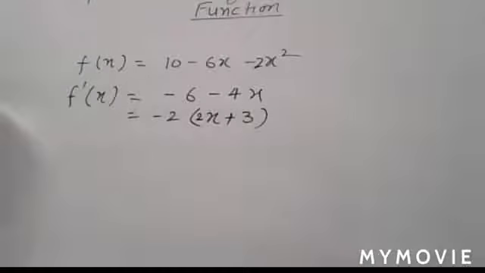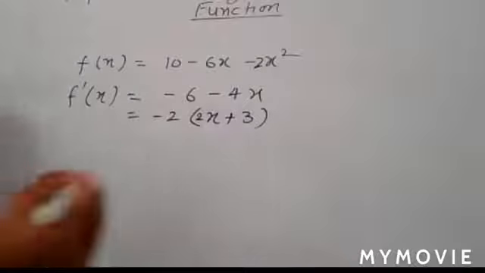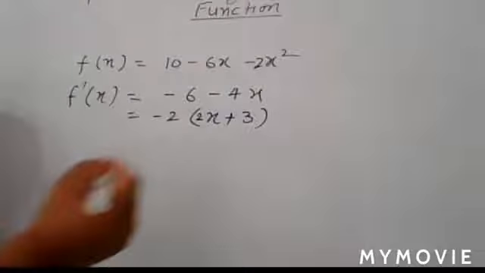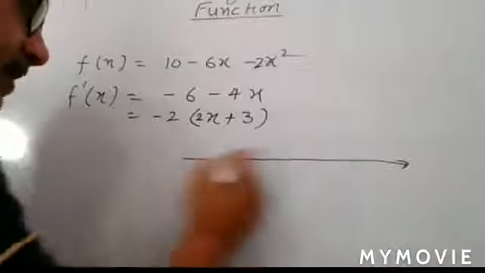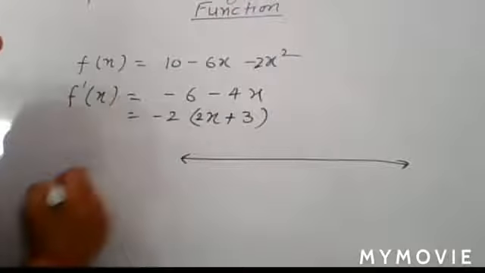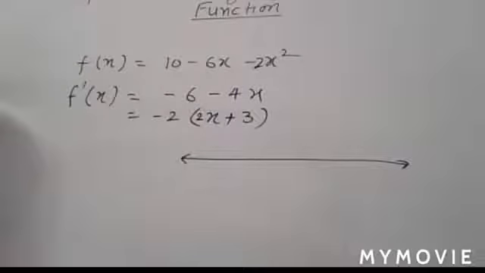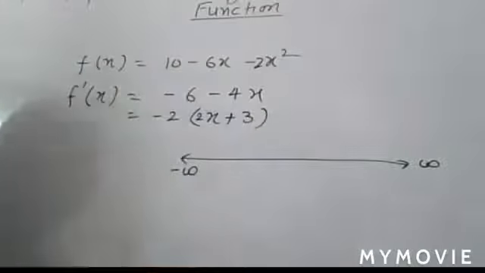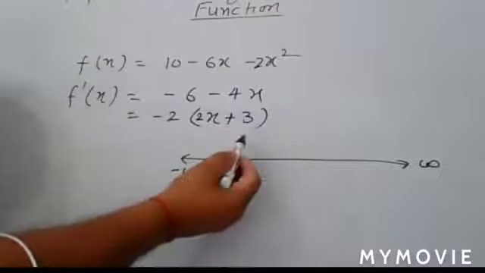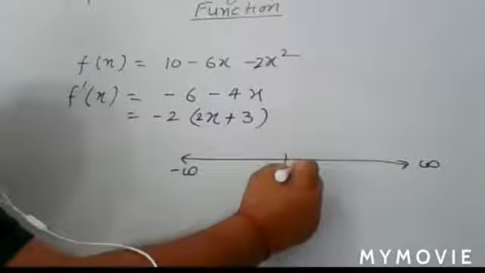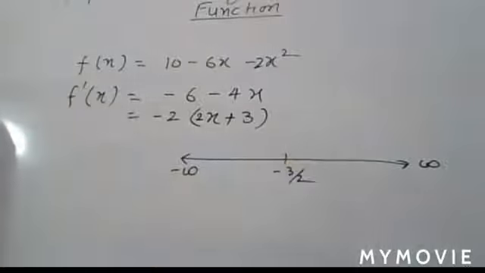So if you factorize your function, what do you do? You have to draw a number line after this step. Draw a number line and make your factor equal to 0. Understand? So no doubt here you have minus infinity, this side you have infinity. If you make it 0, you have x is equal to minus 3 by 2. So write here minus 3 by 2.